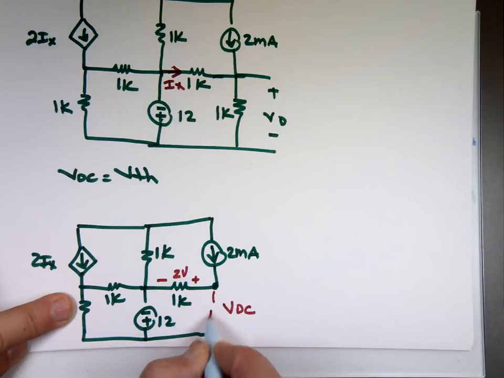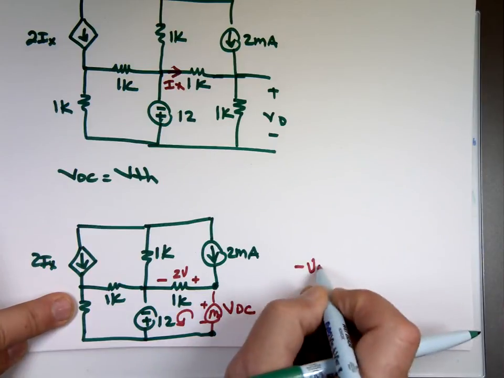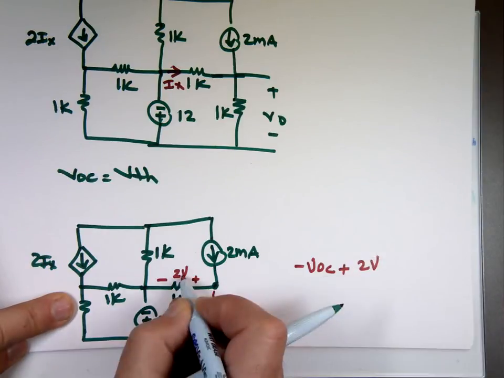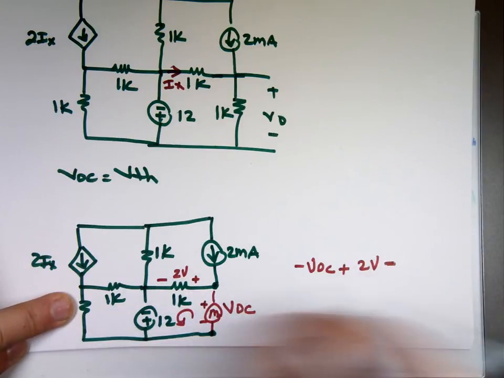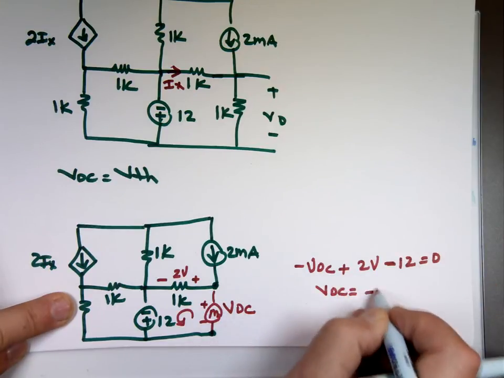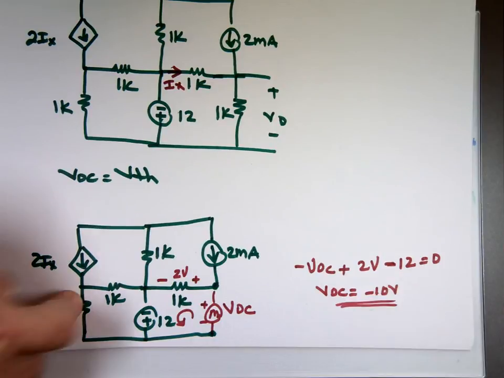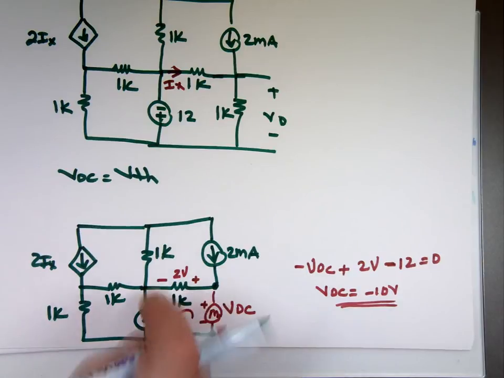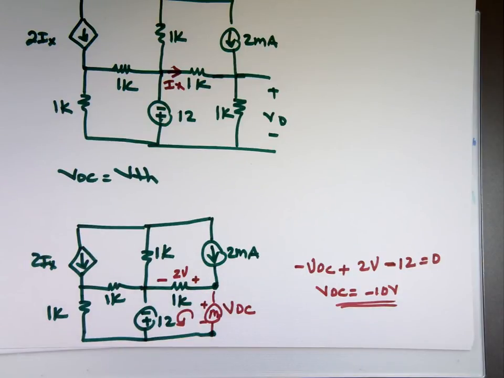Now one plus to minus. You do KVL here. What is that meter going to read? This is negative VOC plus, I'm going this way, plus 2 volts. That's this one. Minus the 12 volts equals 0. V open circuit equals what? Negative 10 volts. That current has nowhere to go but down that way. I'm done with the open circuit.